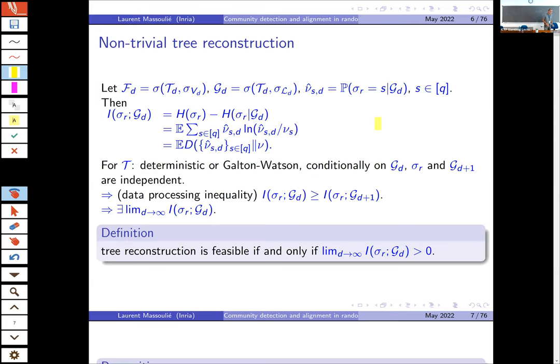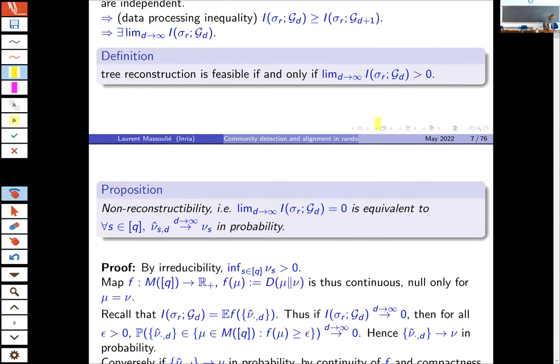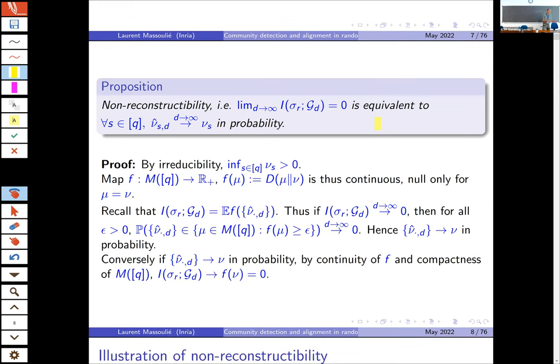And let me describe right now a second reconstruction problem. But before I do that, let me just say one more word about this kind of reconstruction. It turns out that you cannot reconstruct if and only if the conditional distribution of the spin at the root, the spin of the ancestor, given what you observe at generation D, converges in probability to the unconditional distribution, that is, to the prior.